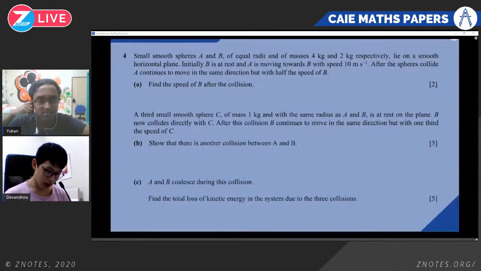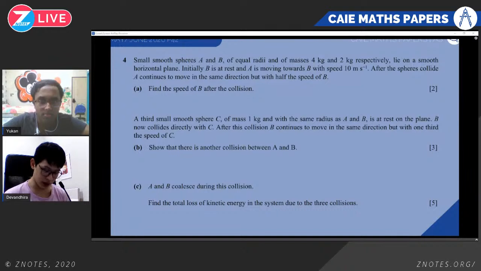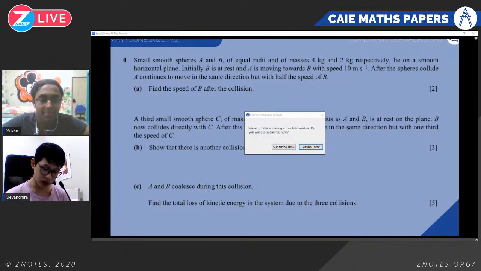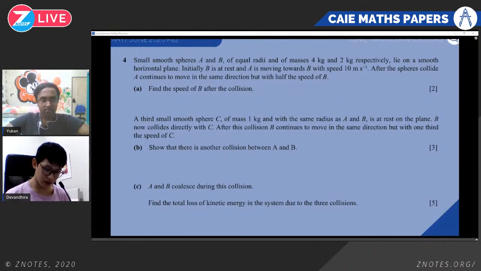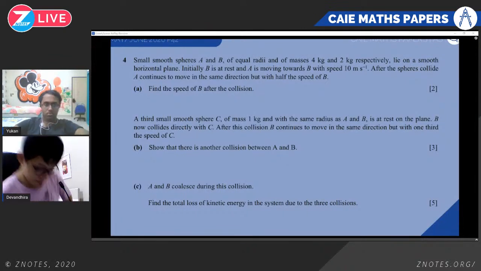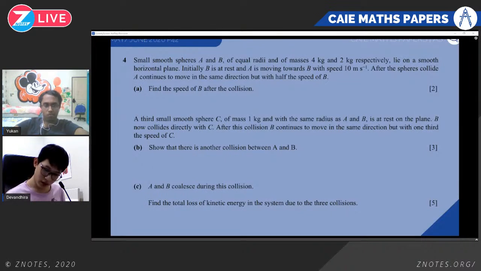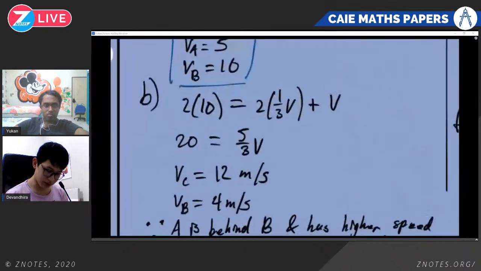Next question. A third small smooth sphere C of mass 1 kg and with the same radius as A and B is at rest on the plane. B now collides directly with C. After this collision, B continues to move in the same direction, but with one third the speed of C. Show that there is another collision between A and B. So after B collides with A, B moves and hits C, and B moves in the same direction, but with one third of the speed of C. Let's solve that.